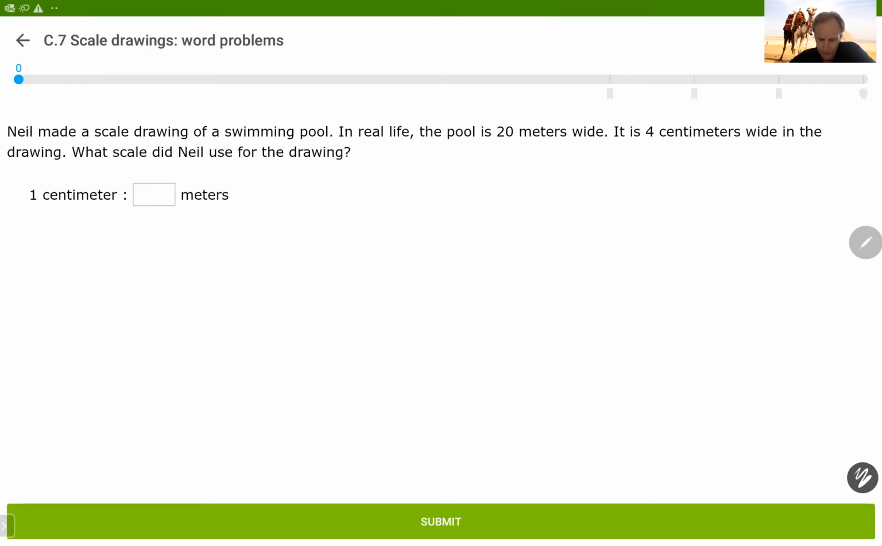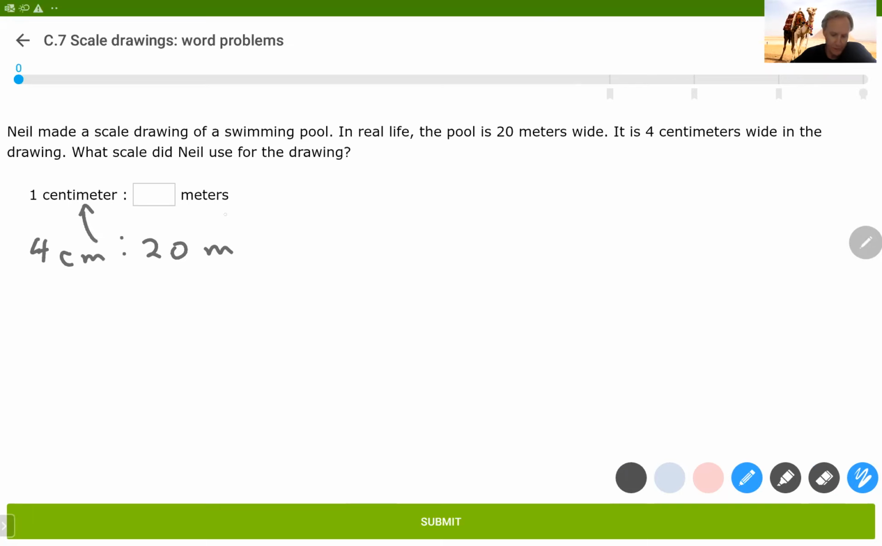Neil made a scale drawing of the swimming pool. In real life, it is 20 meters wide. It is 4 centimeters in the drawing. So the 4 centimeters, very good, goes with 20 meters. And what we're looking for here is equivalent fractions. So this needs to be divided by 4. So this one needs to be divided by 4. So basically, we're using multiplication or division to create equivalent fractions, or equivalent ratios. And in this particular case, we're talking about 5 meters.